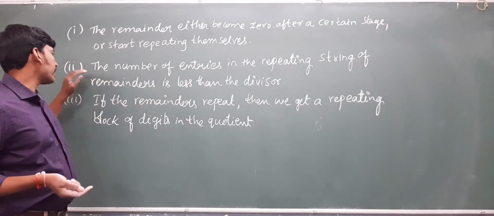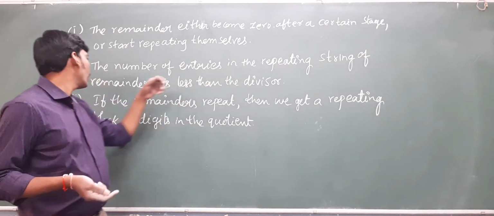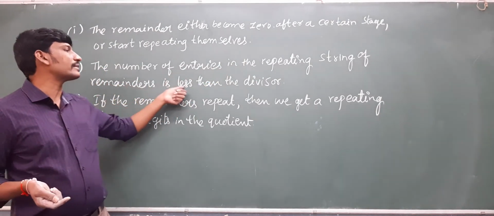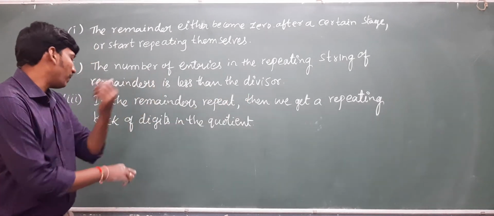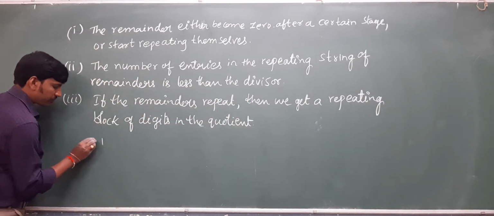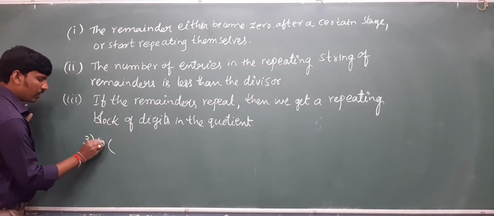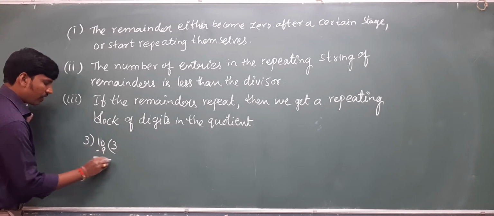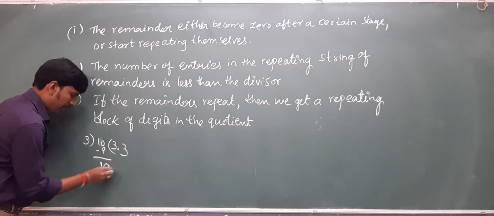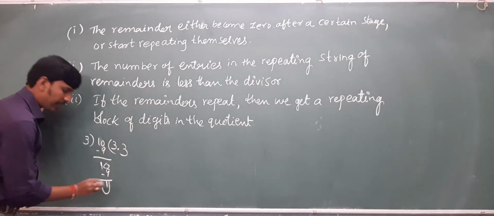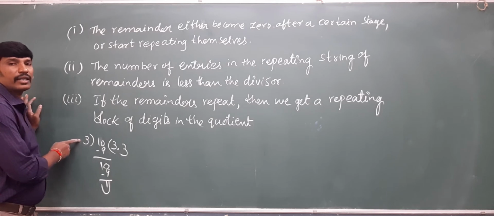Now the second point is that the number of entries in the repeating string of remainders is less than the divisor. Clear? For this I am going to explain. In 1 by 3, when you divide 1 with 3, you will get, see this here, 3 3s are 9. What is the remainder here? 1. Again 10, 3 3s are 9. So here 1 is repeated, and this 1 is less than the divisor.